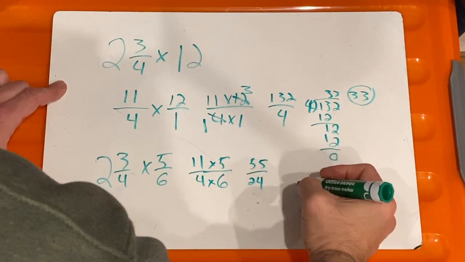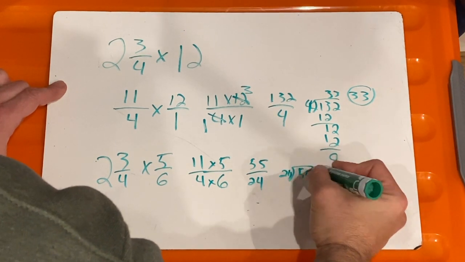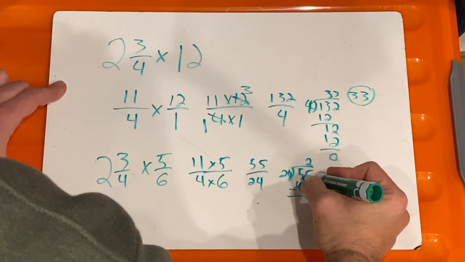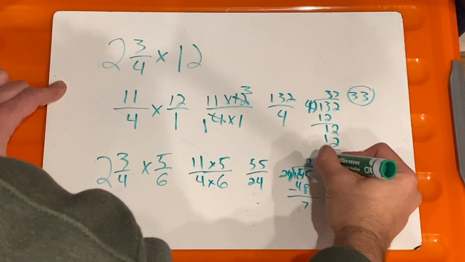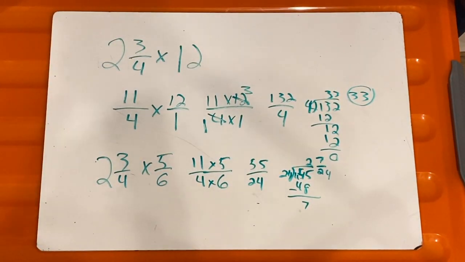And again, you simplify by dividing. 55 divided by 24. 24 goes into 55 2 times for 48. Cross off and subtract, and you get 2 7/24. Hope that was helpful.